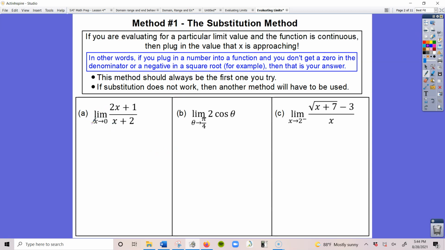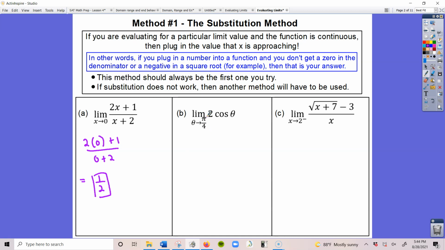So let's try that out. Here we have the limit as x is approaching 0 of 2x plus 1 over x plus 2. So I'm going to plug in x is equal to 0. I get 2 times 0 plus 1 over 0 plus 2, which leaves me with 1 over 2. So this limit is equal to 1/2.